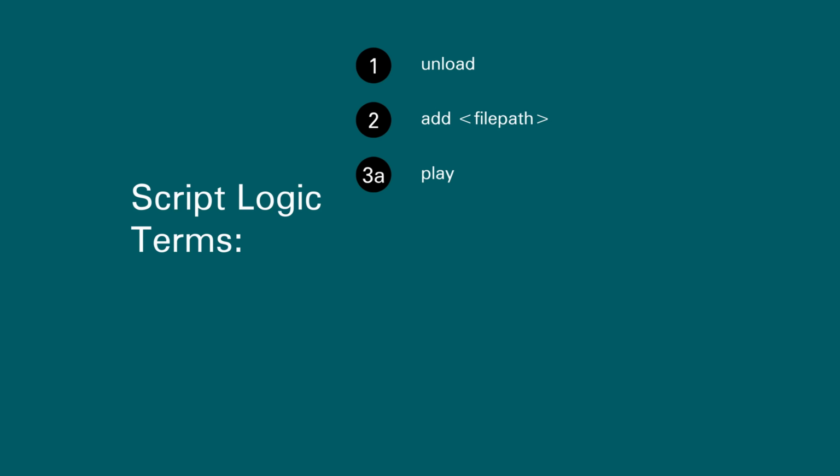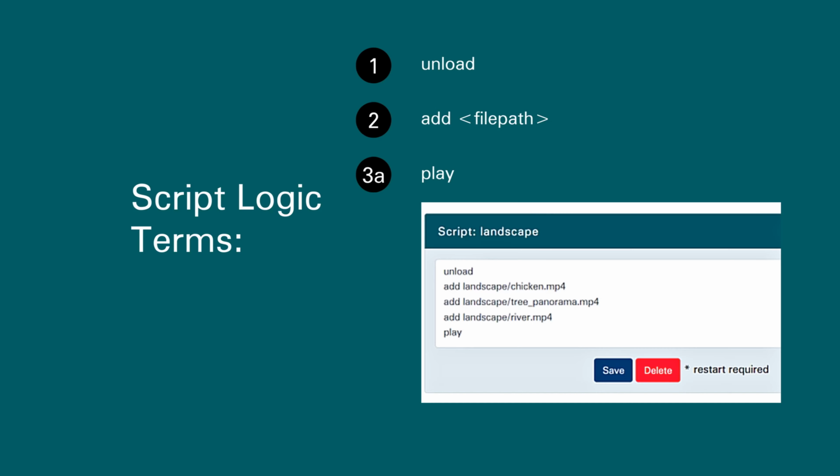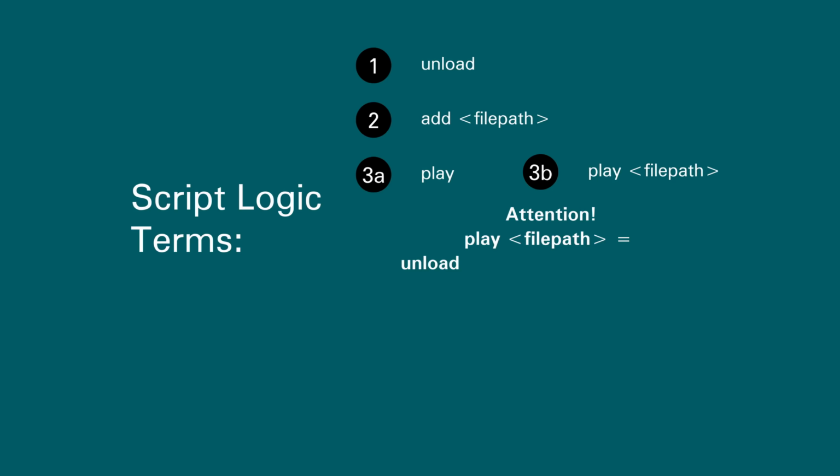Play starts or continues a playback. As soon as the end of the playlist is reached, the ProVP stops playing. Attention, there is a significant difference between a play and a play filepath command. Play filepath unloads any active playlist and loads the chosen file, folder or CMA project file and starts it immediately.